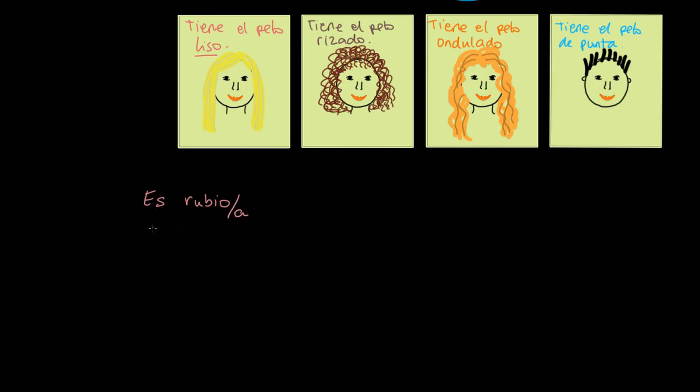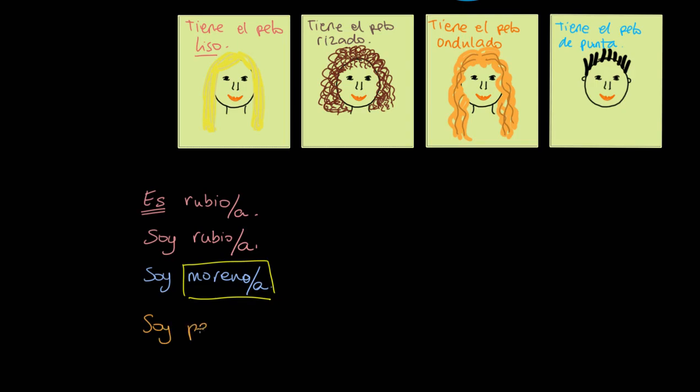Okay, I can also say, of course, so I'm using the verb ser here, so I can say soy rubio or soy rubia, I am blonde. I could also say soy moreno or morena, I am brunette. So notice how to say brunette, we use this expression, soy moreno. I could say soy, I am, or es, he is, she is, soy pelirrojo or pelirroja, I am ginger. And of course we can also say things like soy calvo, I'm bald, okay?